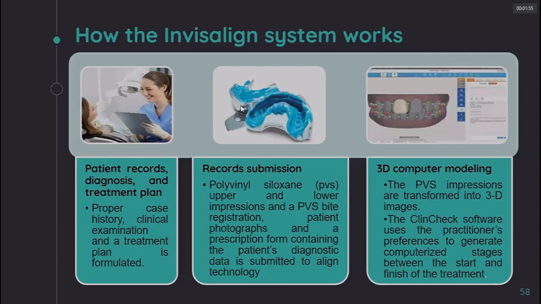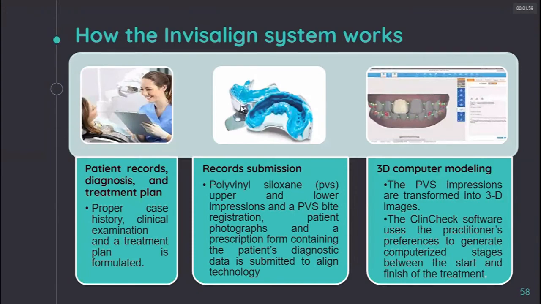So how does the Invisalign system work? At first, patient record, diagnosis and treatment plan is taken. A proper case history, clinical examination, and treatment plan is formulated. Then record submission. In record submission, polyvinyl siloxane upper and lower impressions and PVS bite registration, patient's photographs and a prescription form containing the patient's diagnosis data is submitted to Align Technology.